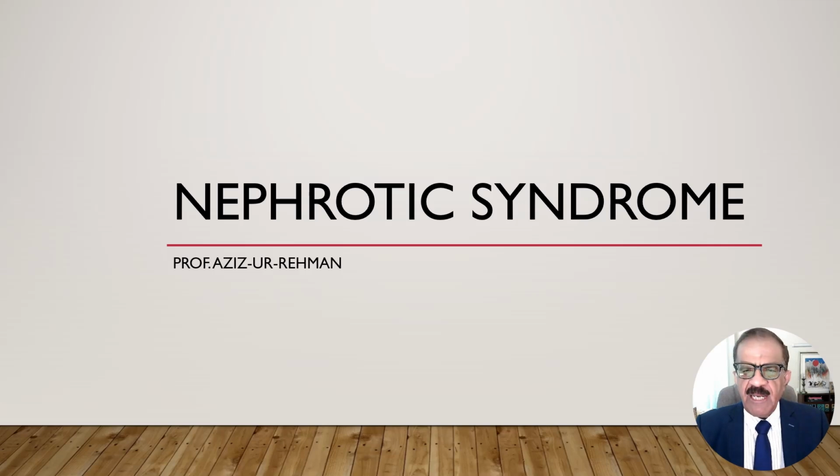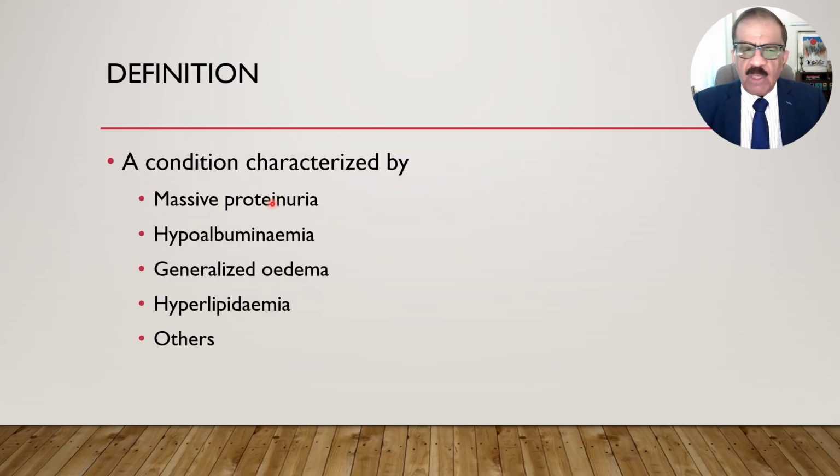So it is defined as, there are 4 conditions. All of them may not be present. Of course, as a student, you would like to have all of them present to formally label it as nephrotic syndrome. But as a clinician, anybody who has massive proteinuria, for diagnosis purposes, for further investigation, and for treatment purposes, I would treat as nephrotic syndrome.